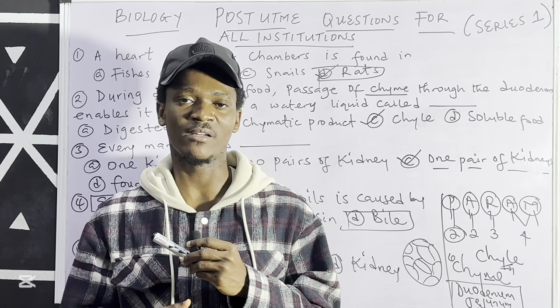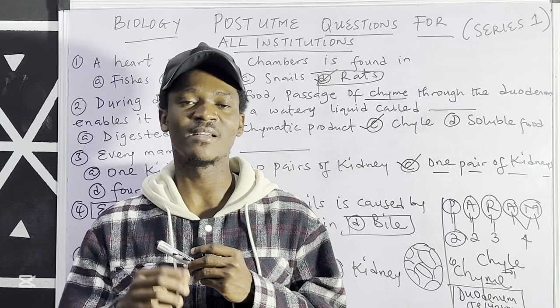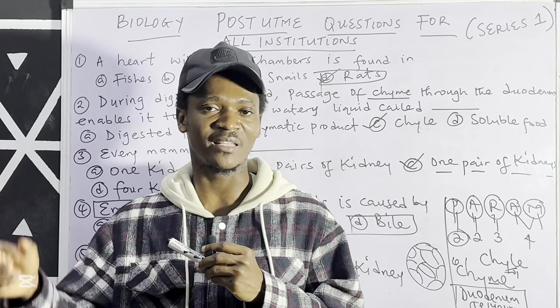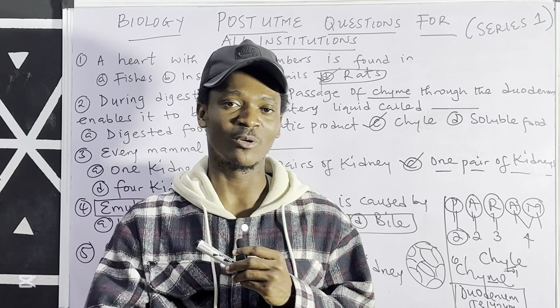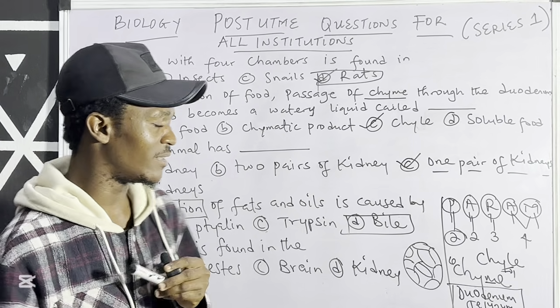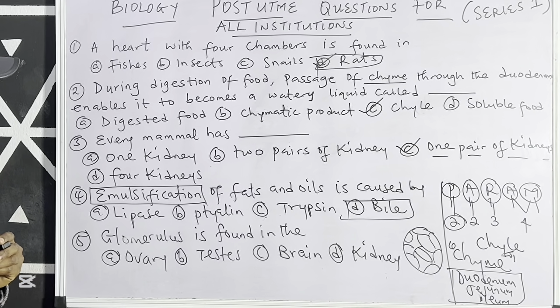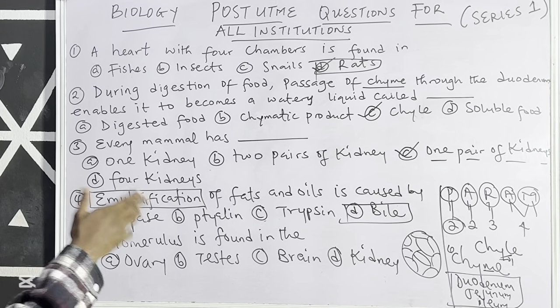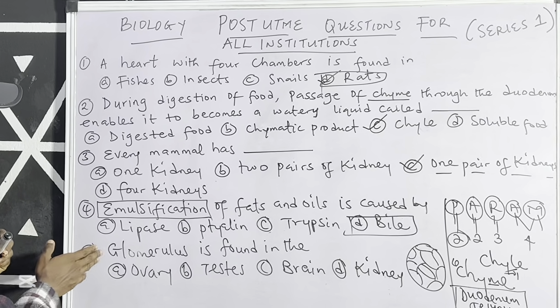Bile functions in that area because it contains bile salts, all right, that are alkalinic. Like I said, bile is a greenish alkalinic substance. So it tends to what? To neutralize the acidic effect or the acidic content present in the food coming into the small intestine from the stomach. So the duty of that guy is basically to emulsify fats and oils into tiny droplets. All right.